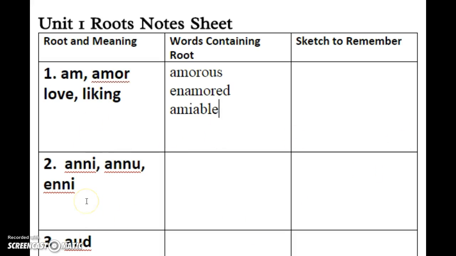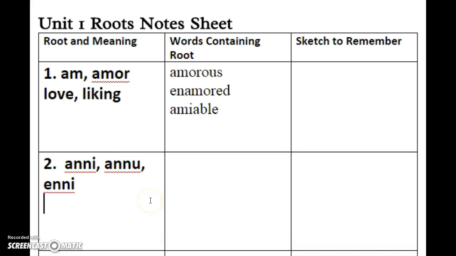Alright, for number 2, anni, anu, enni. This is a root that means year. Some of the words that contain those roots are, let's change our font back up here again, the word anniversary. Anniversary. And an anniversary happens once a year.